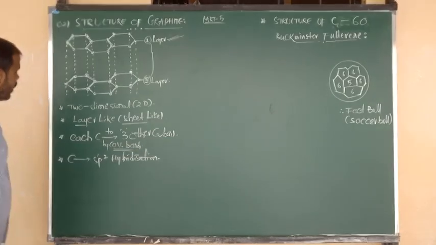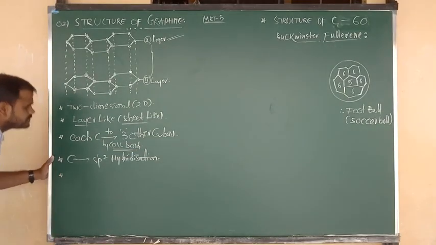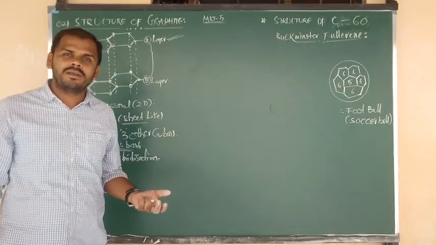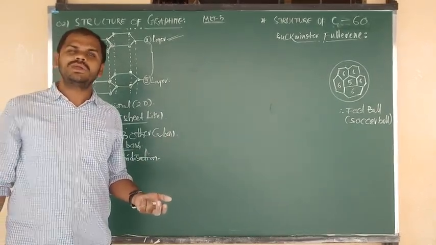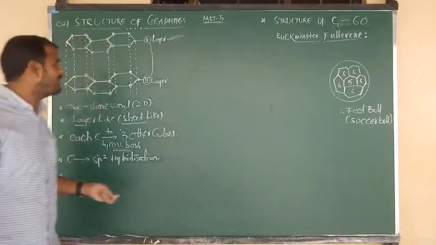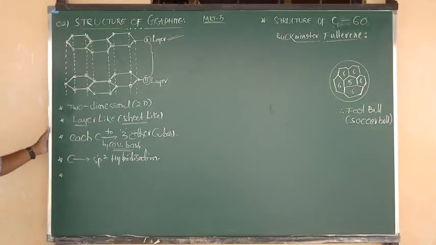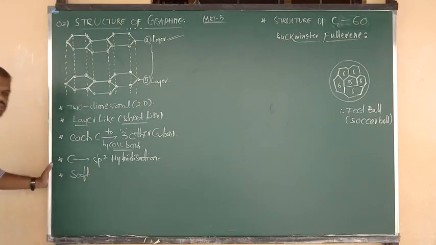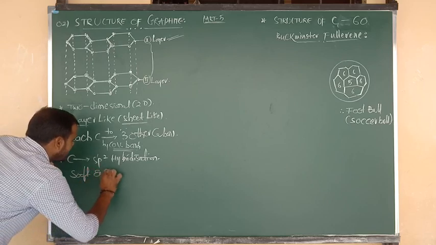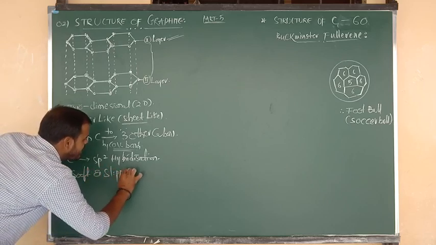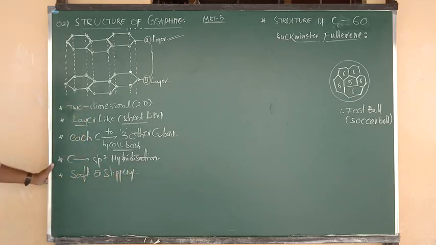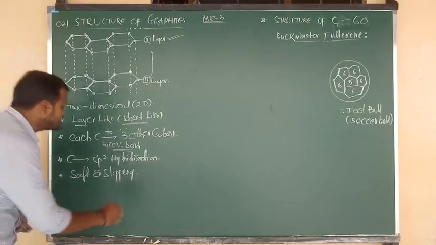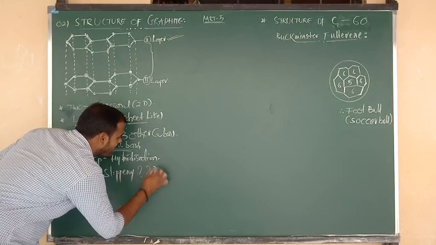Okay. And one more point I want to say: what about the hardness of diamond? Diamond is the natural hardest substance, but graphite does not have a hard nature. Graphite's nature is soft, and also we can say that its nature is slippery. So graphite is soft and slippery. So the question is, sir, why does graphite have a soft and slippery nature?